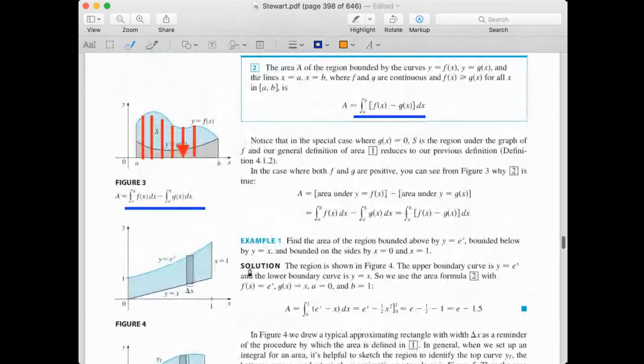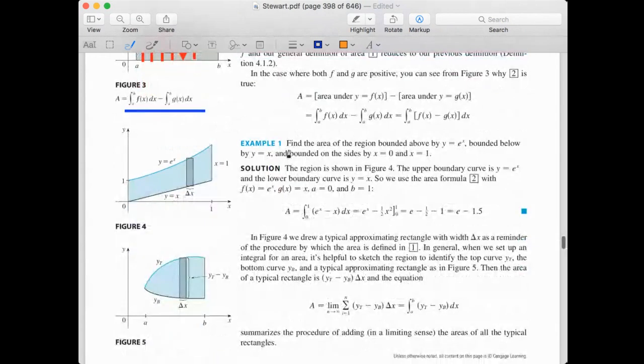All right, so this is the method we're using to find the area in between two functions. That requires the left-hand side and right-hand side to be straight, so we can put it on the coordinates. So let's see an example. Example 1: find the area of the region bounded above by y equals e to the x.